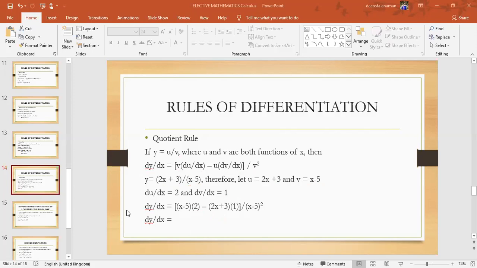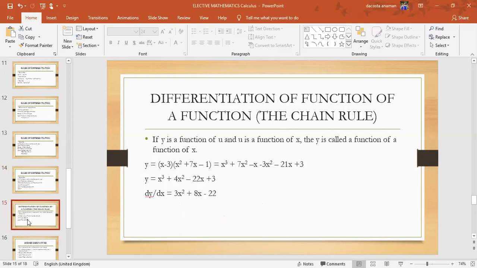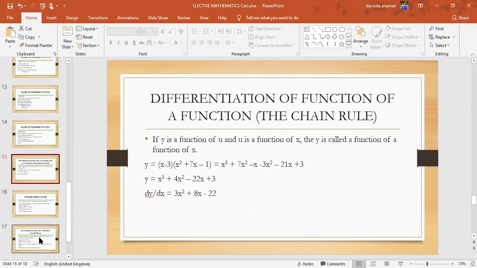Let's move on to the next one very fast, which is differentiation of a function of a function. That's using the chain rule. So we'll talk about higher derivatives, then we are done. Okay. So differentiation of a function of a function.